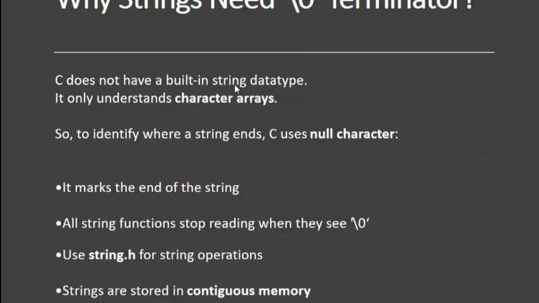Now you may doubt why strings need backslash 0 as a terminator. C does not have a built-in string data type, so it only understands character arrays. To identify where a string ends, C uses a null character. Whenever the compiler reads backslash 0, the null character, it treats it as the end of a string. All string functions stop reading when they see backslash 0.